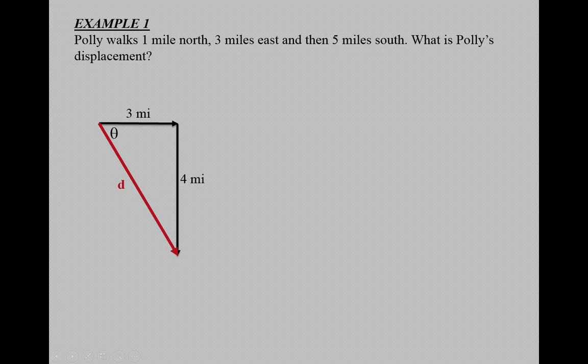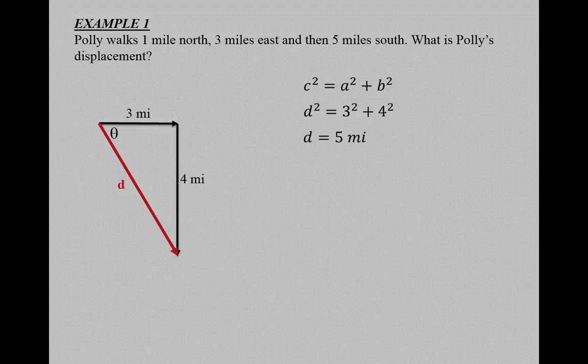Okay, let's start with the magnitude, or the length of that hypotenuse. So for that we can use Pythagorean's theorem, plug in our side lengths, and solve for the displacement. And you get 5 miles total. Now we need to know this angle theta.